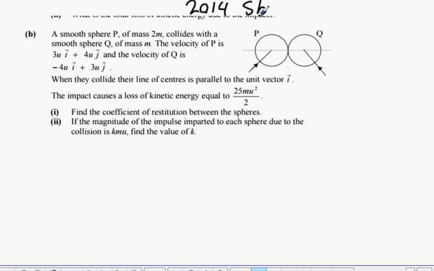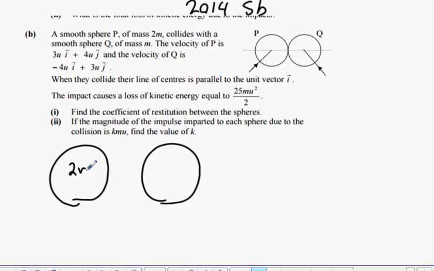Alright, you're almost at the stage where you don't even need to read these and you know what you're going to do, right? Are they identical? No. The answer is no. 3u and 4u and the other one, minus 4u. So minus 4u along this way and 3u up. That's a bit messy. So 3u going up, minus 4u across. Now after collision, what happens?